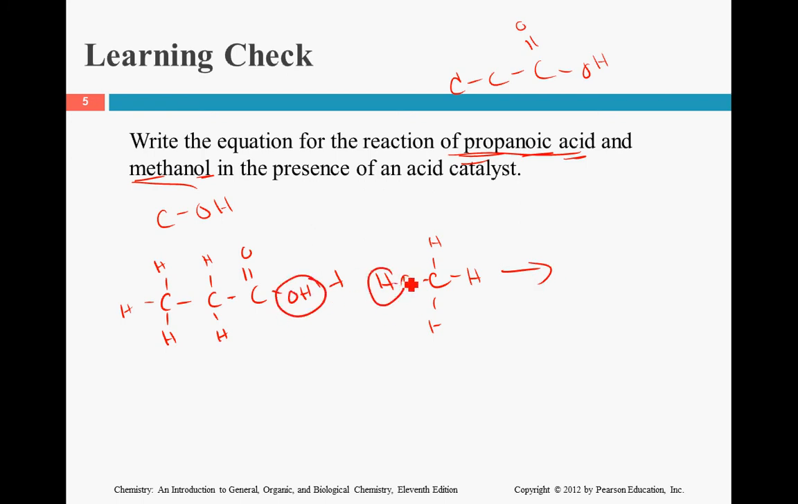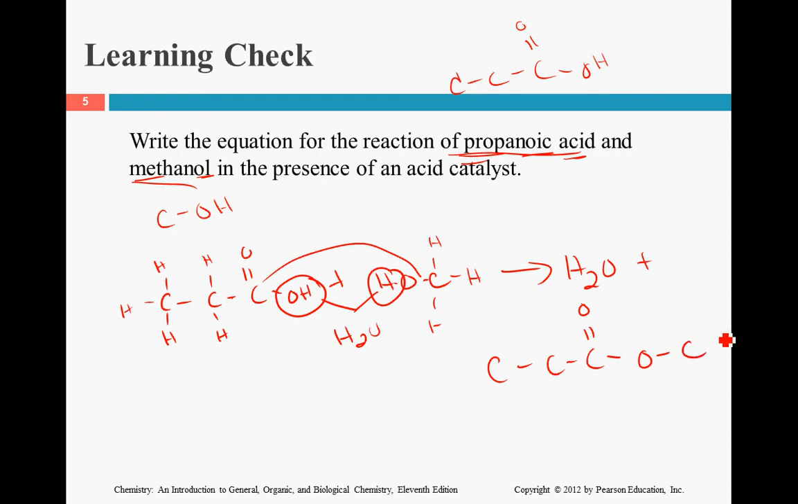This OH and that H come together to form water. So that's going to be one of our products. And then this carbon and that oxygen are going to link up. So there's our 3 carbons from the propanoic acid. Now we have the oxygen going towards that methyl group. And we fill in the hydrogens. 4 bonds. This one's okay. This one already has 4 bonds, so we go to the next one, hydrogen. And then this one needs 4 bonds as well.